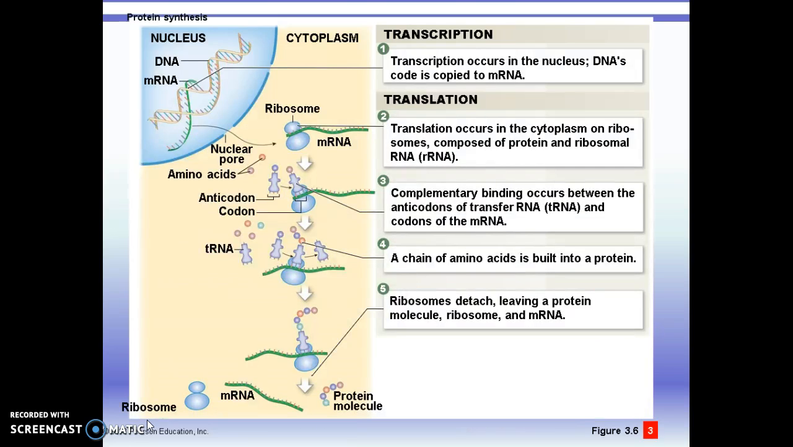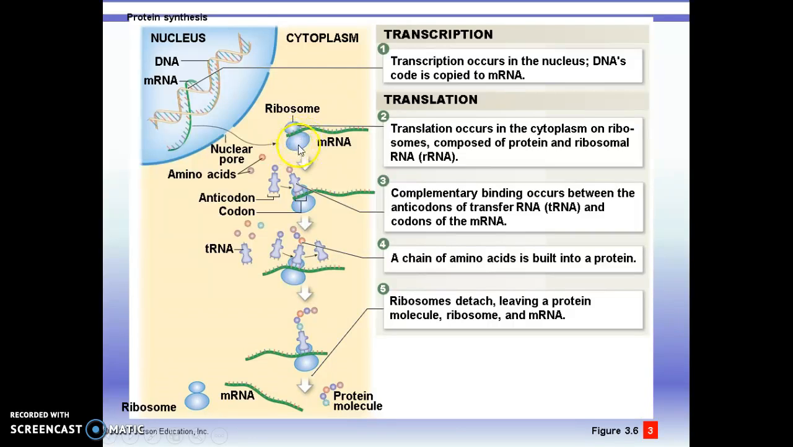This is a fairly complex diagram. Let's start at the top. First, a piece of messenger RNA, this green strand, is made in the nucleus. That's transcription. And that messenger RNA would leave a nuclear pore, associate with a ribosome, and the ribosome will move along that messenger RNA for the process of translation, which is making the protein.